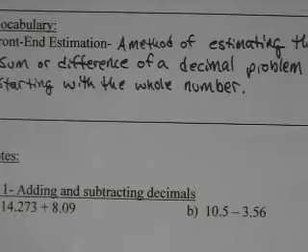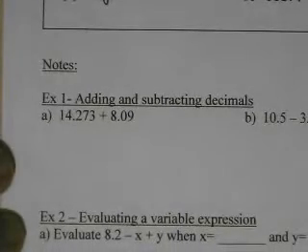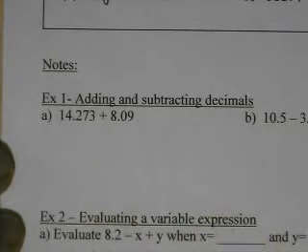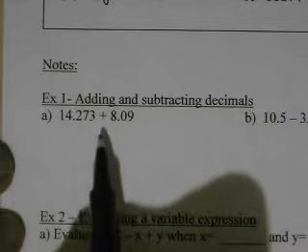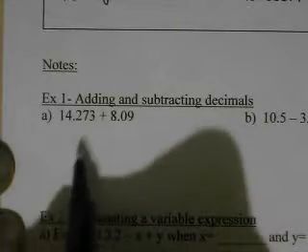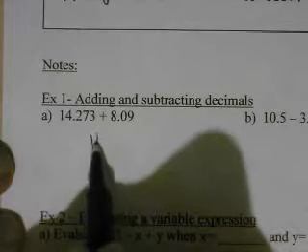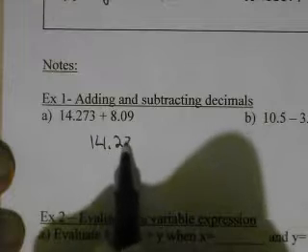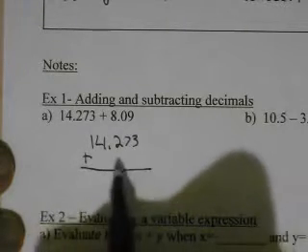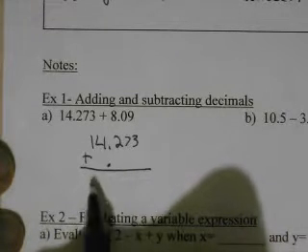Okay, so let's go ahead and start with adding and subtracting decimals. When you're adding decimals like this, the most important thing to remember is you have to have the decimals lined up. What I mean by that, let me write down our problem as an up and down problem. 14.273 plus. Now when I put my second number down, I have to make sure that this decimal lines up under that decimal.